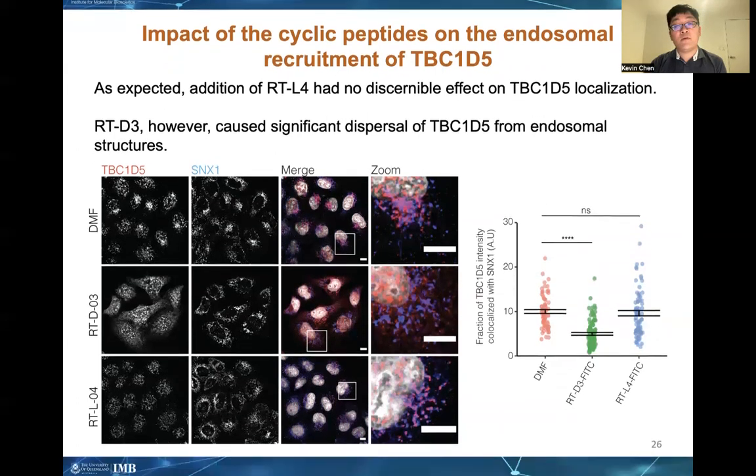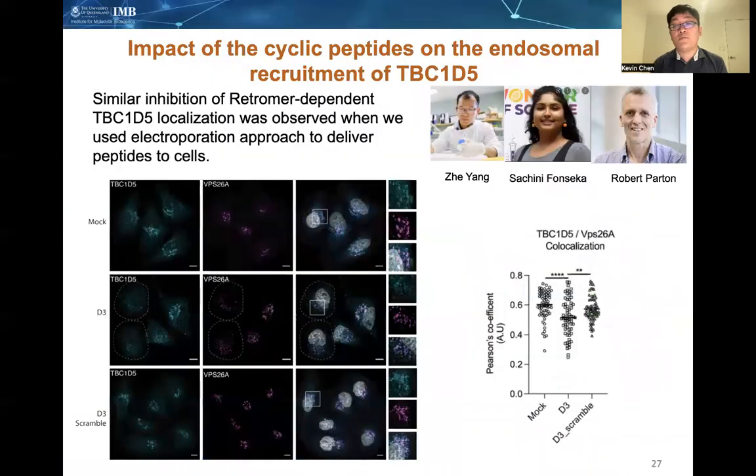And of course, apart from the chemical approach, we also worked together with Professor Rob Patton's lab, also at IMB UQ. In their lab, they tried an electroporation approach, very similar to what I explained before, but instead of using streptolysin, they use electroporation to get delivery of the peptide into the cell. The result is quite consistent with what we observed using the chemical treatment. Again, it shows that our cyclic peptide can produce the same result within the cell, not just in solution.